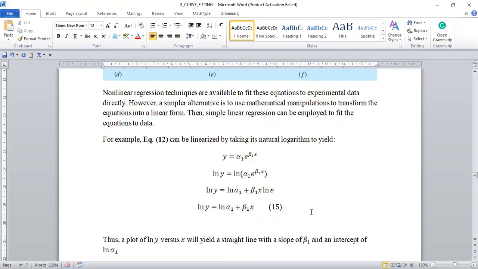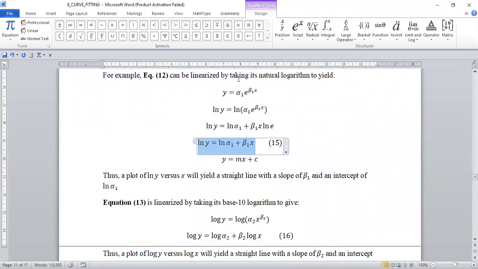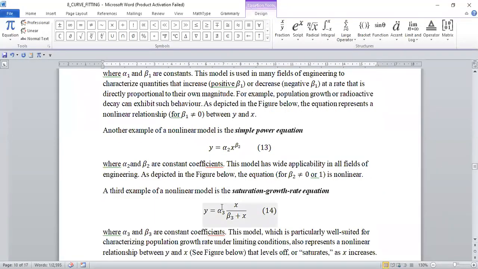If you look at this equation, it is of the form y is equal to mx plus c, where in place of y, we have ln y. In place of m, you have beta 1. Then in place of c, you have ln alpha. So we've been able to linearize it. Remember that linear equations are equations that you can express with simply addition and multiplication. So for the second model, which is the power equation, this is the model.